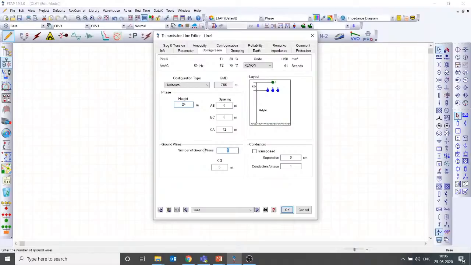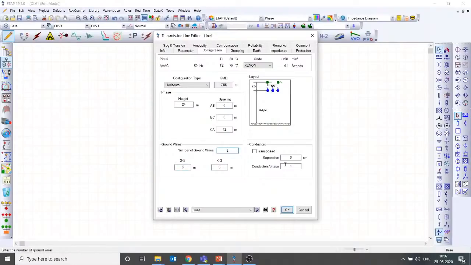If I change the number of ground wires to 2, then I need to give two important parameters. One is the height between your ground wire and phase wire, and the other is the distance between these two ground wires. So if I'm putting it, probably I'm giving, for example, 8 meters, right? Okay, this is the data which I have given.